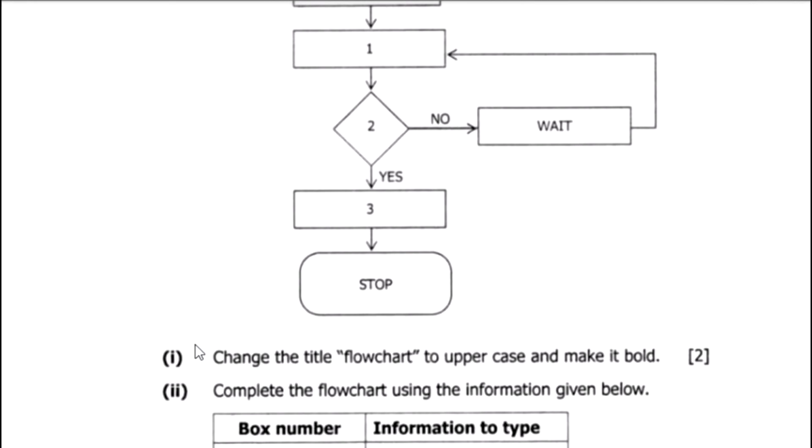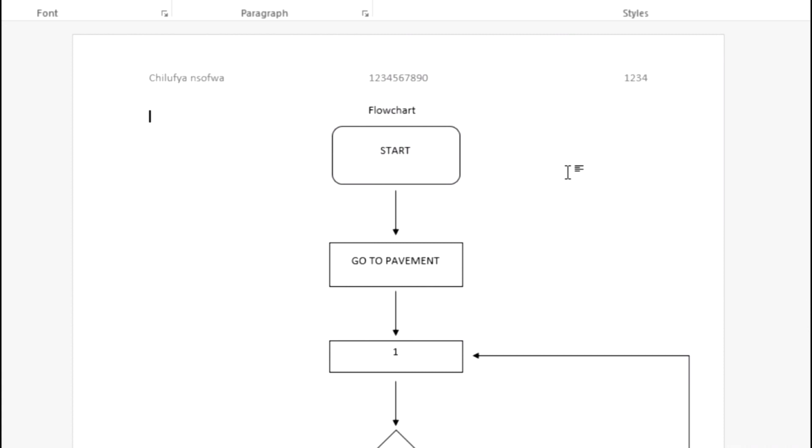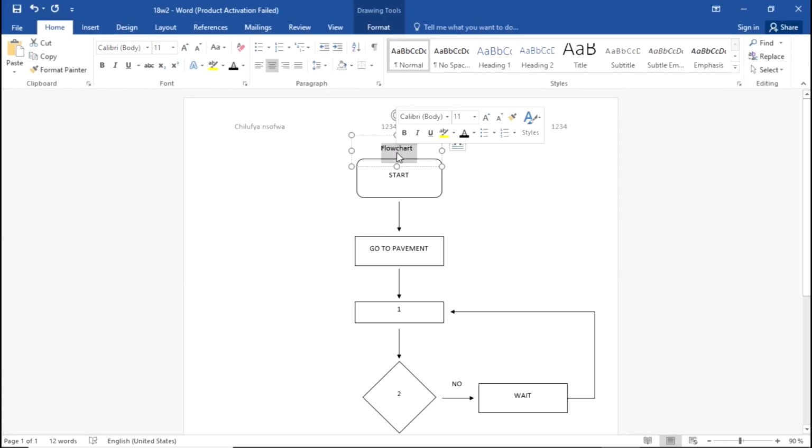Question 1 says change the title flowchart to uppercase and make it bold. So we change this flowchart title to uppercase. To uppercase, all the letters must be in capital letters. So go where it says uppercase, and the letters have been changed to uppercase. The other requirement is to change it into a bold attribute. So just click that B or press your keyboard button Control B and your text shall be bold. As you can see, we have done that.